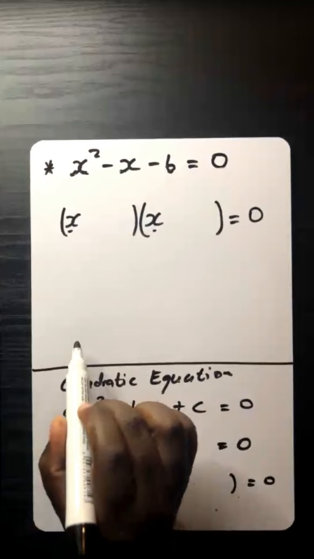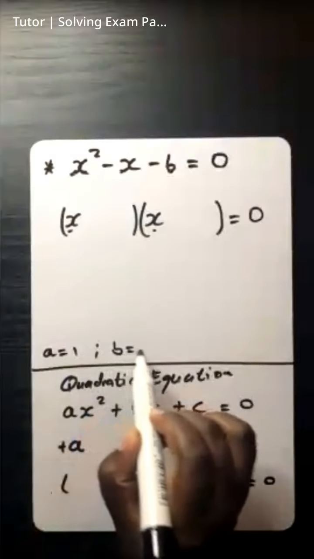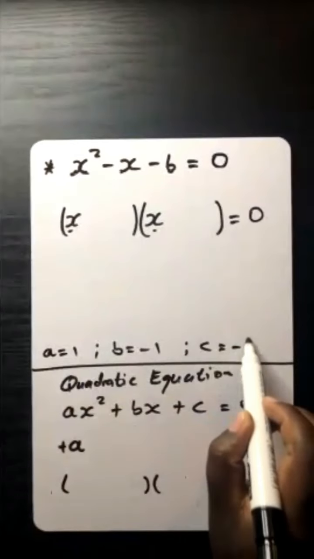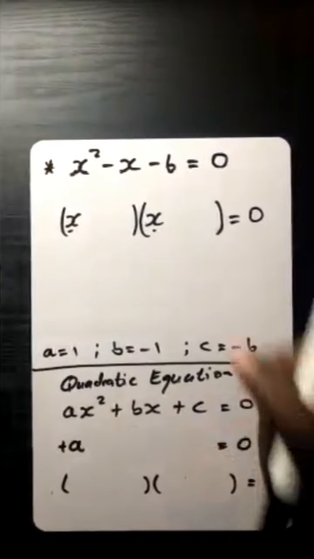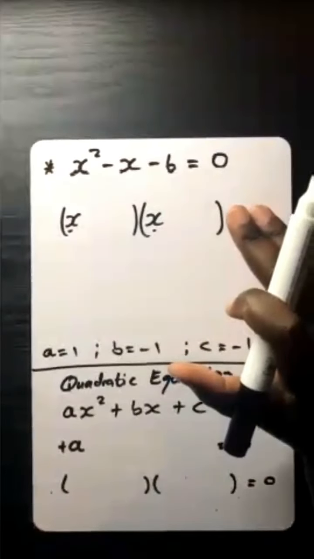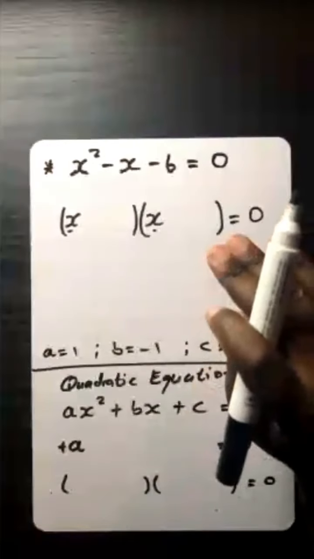We said our A value is equals to +1. Our B value is equals to -1. Our C value is equals to -6. So, Shreyas, for now, we are not concerned about the signs, okay?